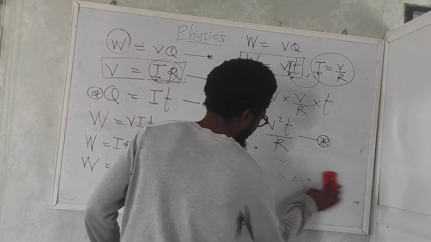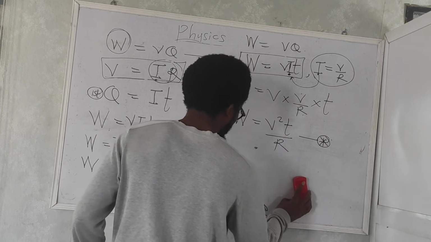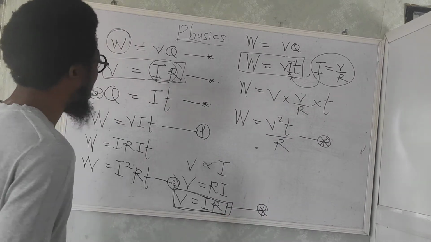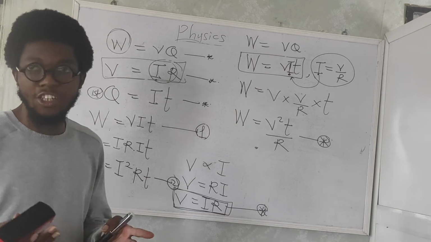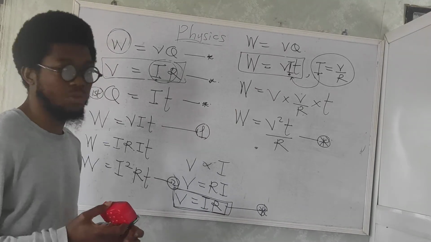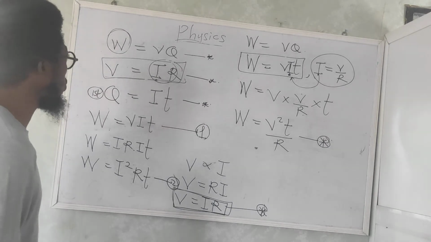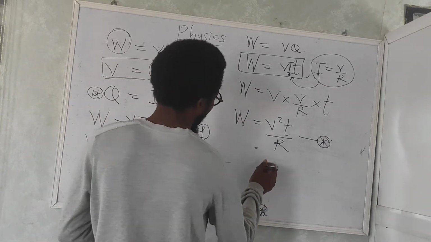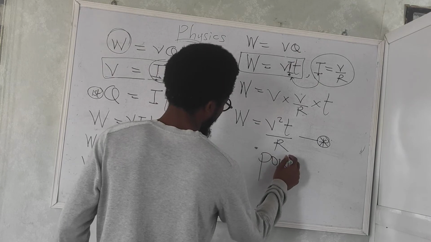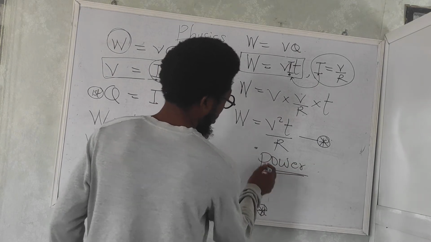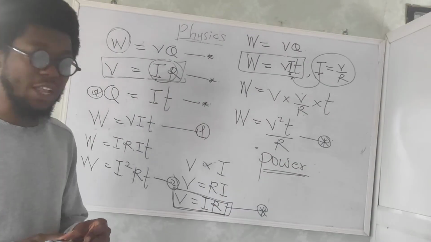After this, we have to quickly look at something that is very close to energy or work. What is close to energy or work is something that we refer to as power. So in our next move, we look at power now.